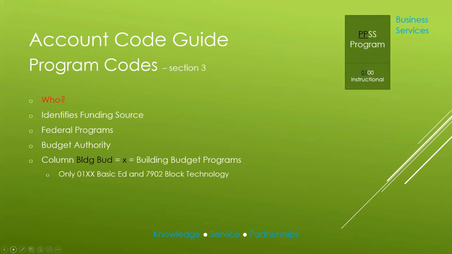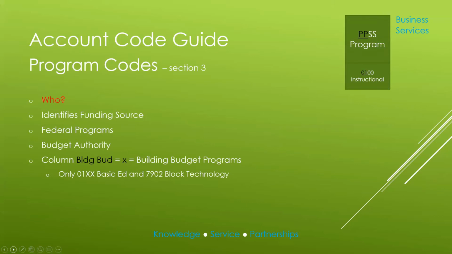We deal a lot with program codes, and program codes tell us who is paying for the expenditure. It identifies the funding source. So is this state apportionment for basic education? Is this categorical programs like state special ed or CTE? Or is this a federal grant like CTE Perkins grant or special ed IDEA grant?